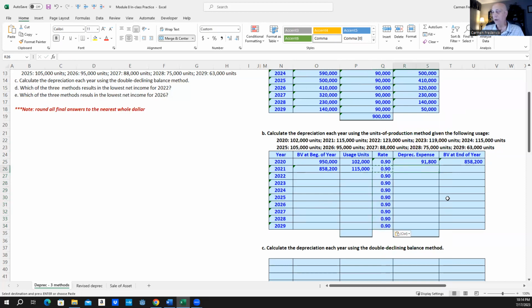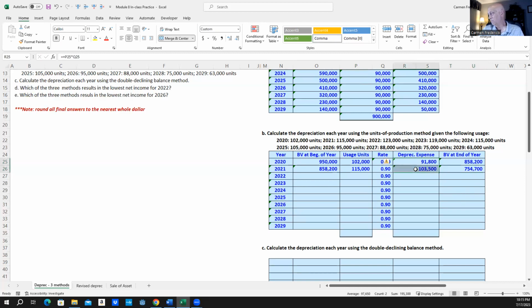Okay. The depreciation expense is going to be the same formula. Again, number of units used times the depreciation rate of 90 cents a unit. So 103,500. Ending book value, again, is going to be our beginning book value minus the depreciation. Now our ending book value at the end of year two is $754,700.